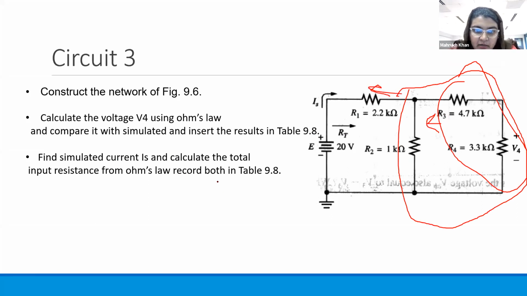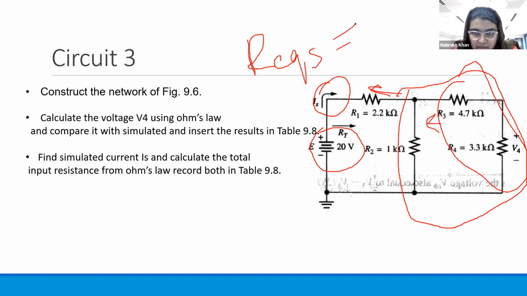So either you can find equivalent resistance and then calculate it. It's up to you. You have multiple techniques now that you can use to calculate voltage V4. Similarly, you can find simulated current IS and calculate the total input resistance from Ohm's law. So once you know IS and E, you can find R equivalent simulated, which will be E over IS.